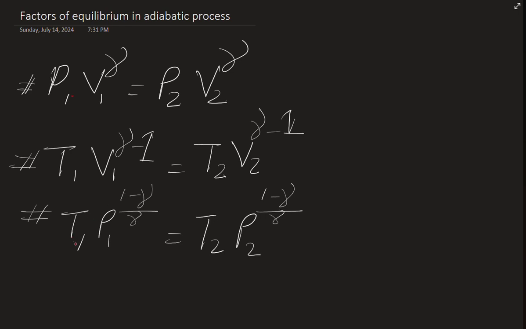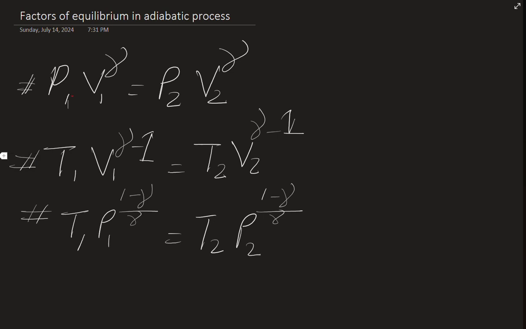Next we have T1 P1 to the power 1 minus gamma over gamma is equal to T2 P2 to the power 1 minus gamma over gamma. This is the relationship between temperature and pressure. We have to use these formulas to find out either pressure, volume, or temperature in an adiabatic process.